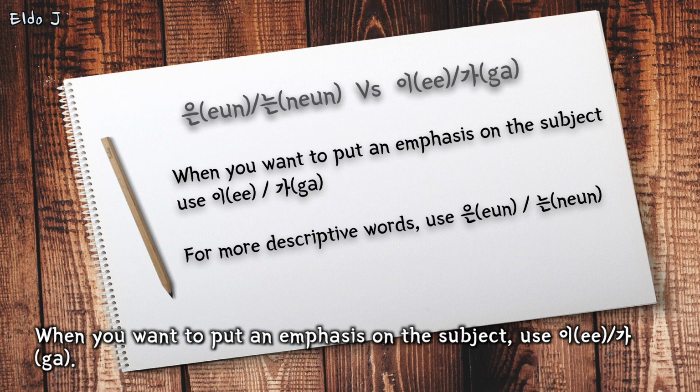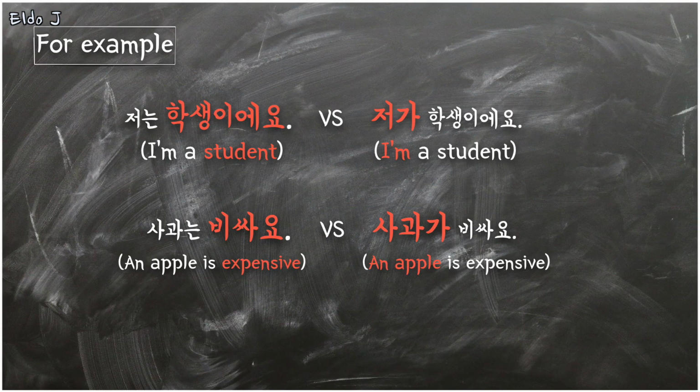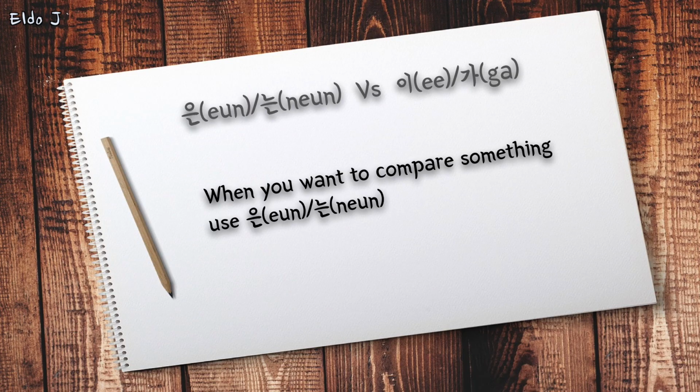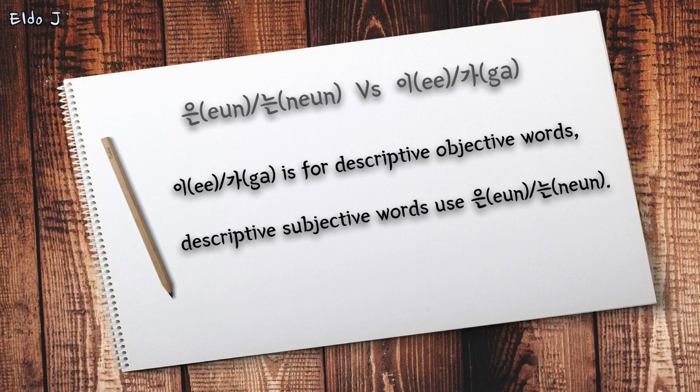When you want to put an emphasis on the subject, use 이가. For more descriptive words, use 는. When you want to compare something, use 는. Lastly, 이가 is for descriptive objective words, and descriptive subjective words use 는.